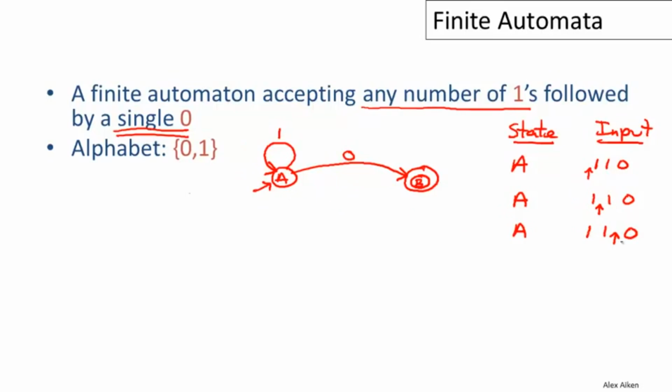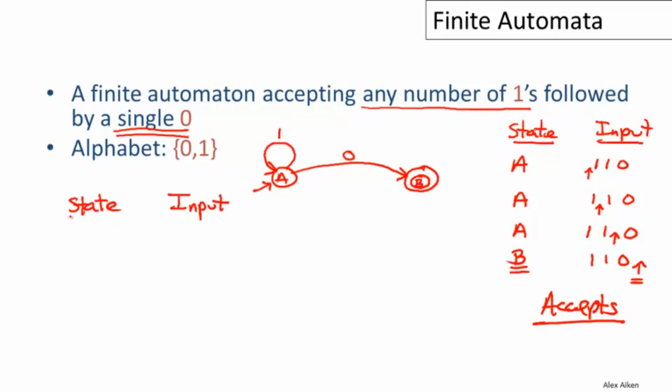Okay, so now we're in state A, and the next input is a 0, and so we'll take the transition to B. And now we're in this configuration, so the input pointer has reached the end of the input. We're in an accepting state, and so the machine accepts. 110 is in the language of this machine. So now let's do an example where we will reject the input.